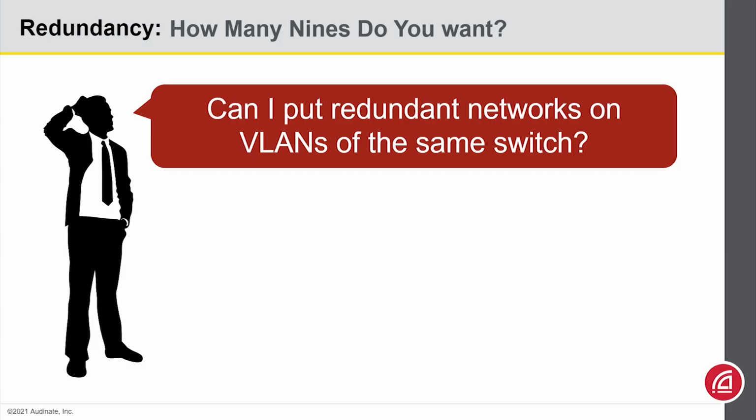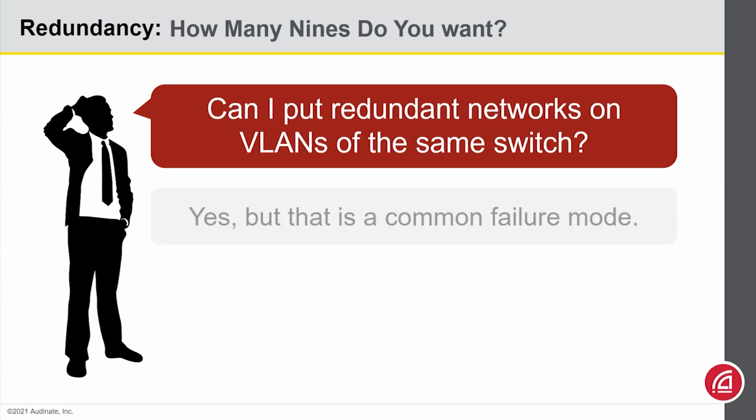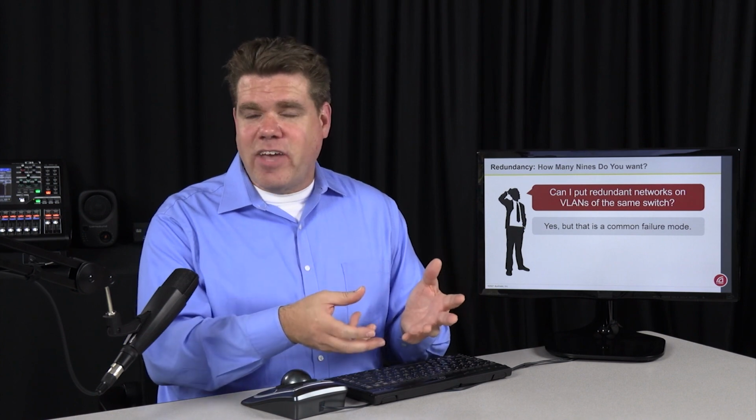So finally, we often get a question about whether we can use a common switch for both primary and secondary networks. Just split them on different VLANs. Yes, that will work, but that will create a common failure point in the design, right? If the power was to go out, it would take down that switch with your primary and secondary VLANs on it. Now, of course, this conversation can go on forever.